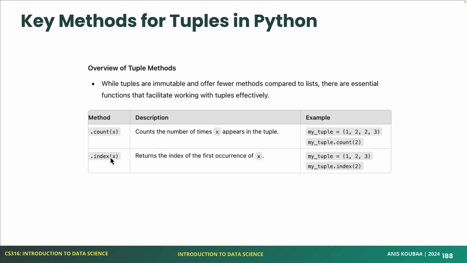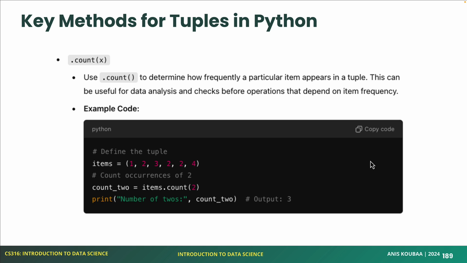Other methods are .count and .index. .count will count the number of times an element was repeated, basically the same as for lists. And .index returns the index of the first occurrence of a particular element. So my tuple .index 2 will return the value of 1. Okay, no, index 2 is 3. It's the third element. And .count is going to return the number of occurrences. For example, here, items.count 2 is going to return 3 because 2 is repeated 3 times. So it returns the frequency of elements.